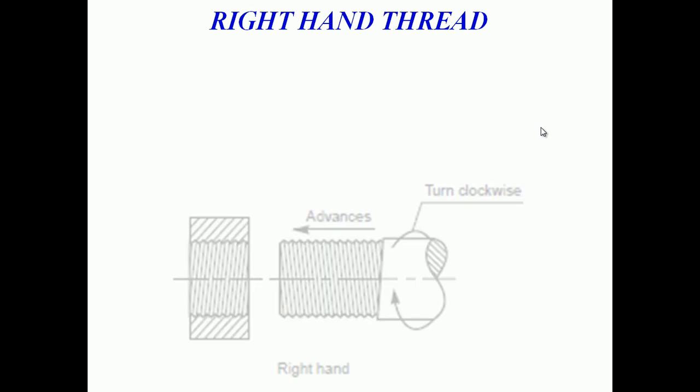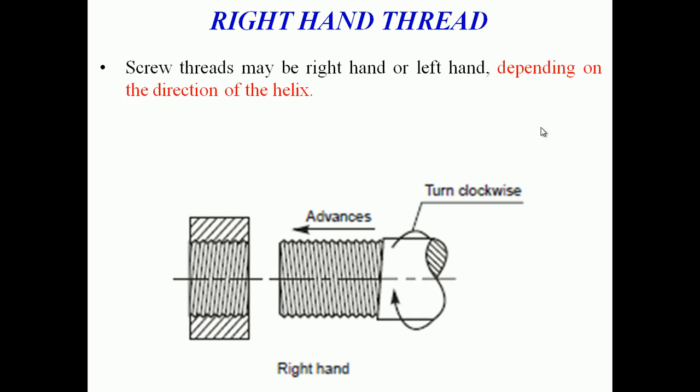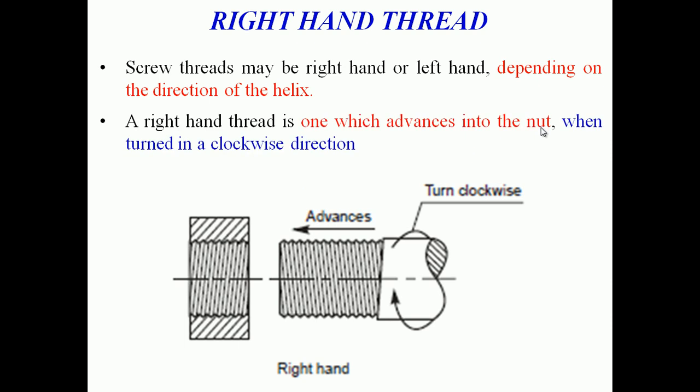So next one is the right hand thread. Screw threads may be right hand or left hand depending on the direction of the helix. If you see the diagram, right hand threads advance if you are turning clockwise. A right hand thread is one which advances into the nut when turned in a clockwise direction. So if you see the diagram, it advances in this direction if you are turning in a clockwise direction.